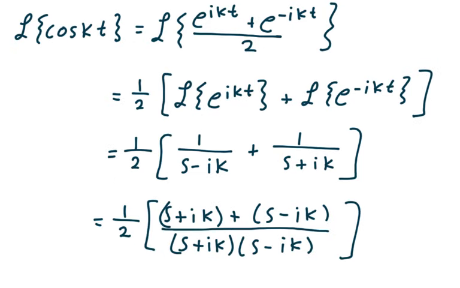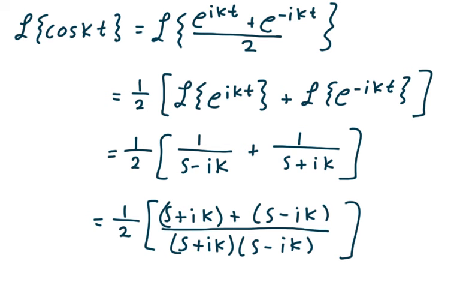Now, we could do the same thing for the cosine. The Laplace transform of cosine of kt is the Laplace transform of e to the ikt plus e to the negative ikt divided by 2. Now, if you don't mind, I'm going to pull the 1/2 out in front and pull apart those Laplace transforms. So what I'm saying is I get 1/2 times the quantity, the Laplace transform of e to the ikt, plus the Laplace transform of e to the negative ikt. So this is 1/2 times the quantity, 1 over s minus ik plus 1 over s plus ik.